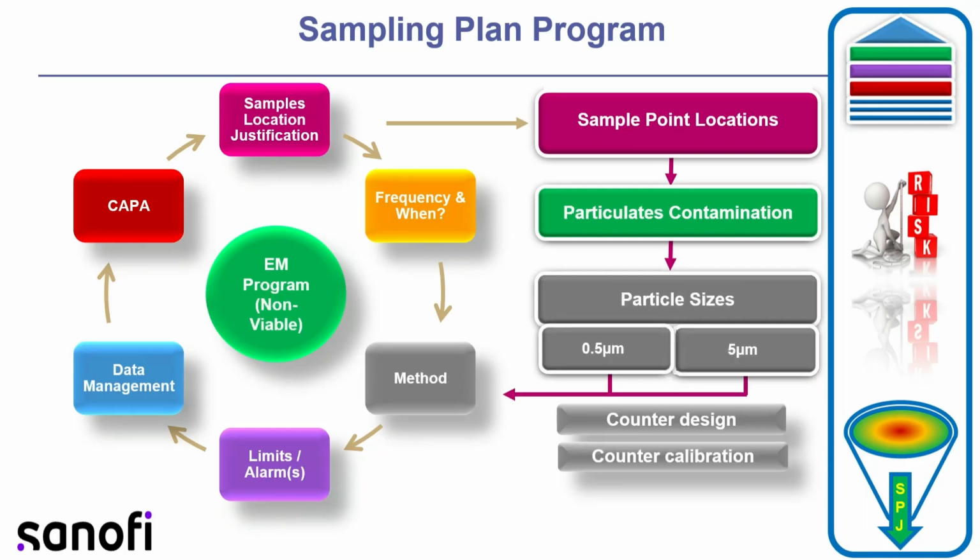Also, these 6 key points must be applied to the particulate contamination evaluation with the different particulate sizes, 0.5 micrometers and 5 micrometers, including the evaluation of the method, the counter design, but also the counter calibration and the parameters of these counters.